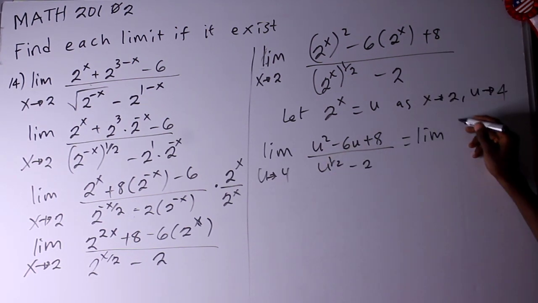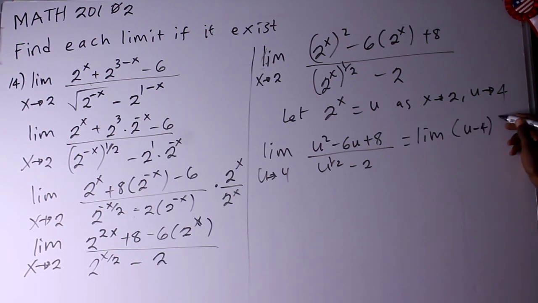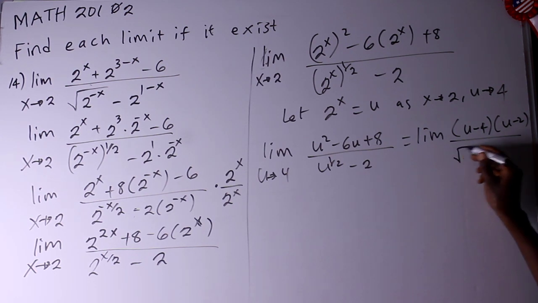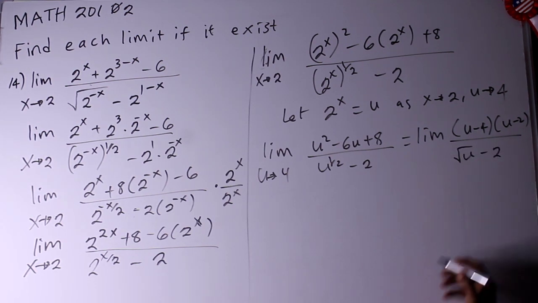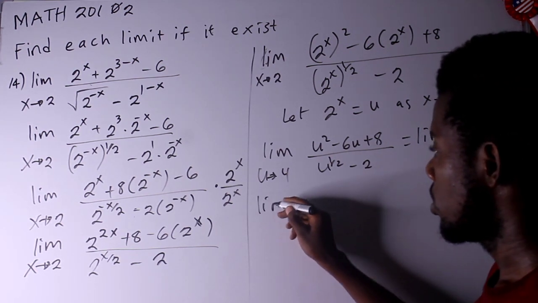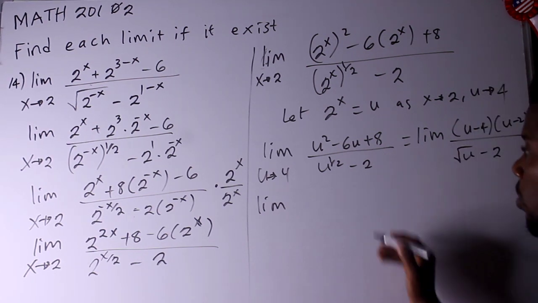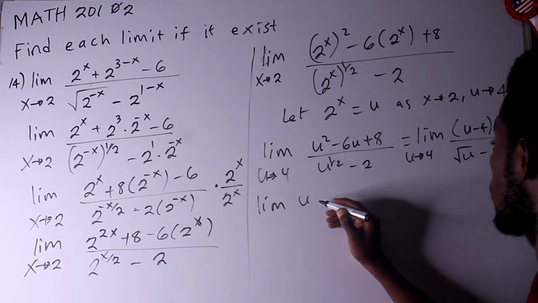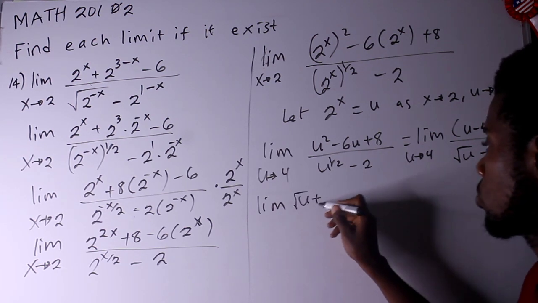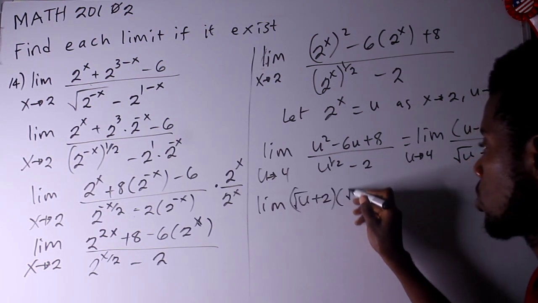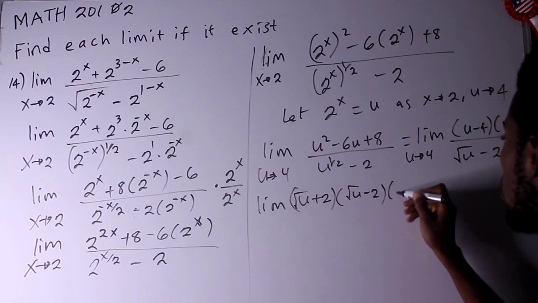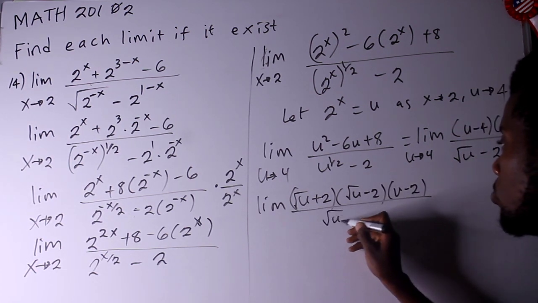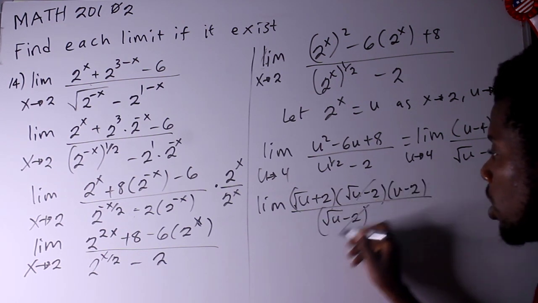If I factorize it, I will have u minus 4 times u minus 2, all divided by the square root of u minus 2. And I have the limit. Now, u minus 4 can be factorized as the square root of u plus 2 times the square root of u minus 2, all times u minus 2, all divided by the square root of u minus 2. So then they will cancel out.